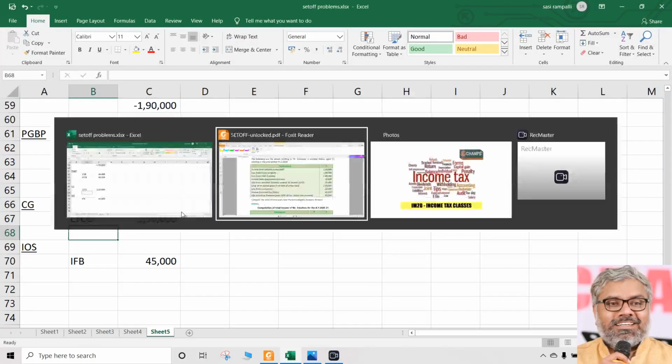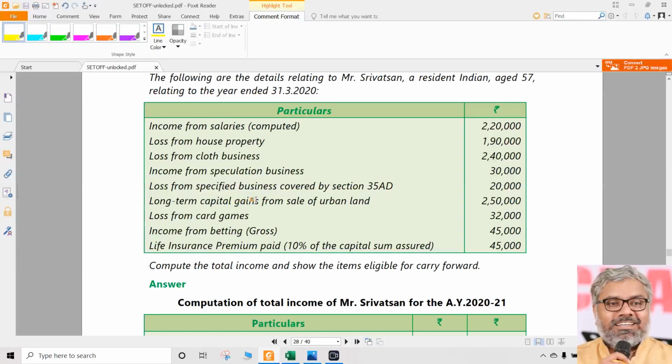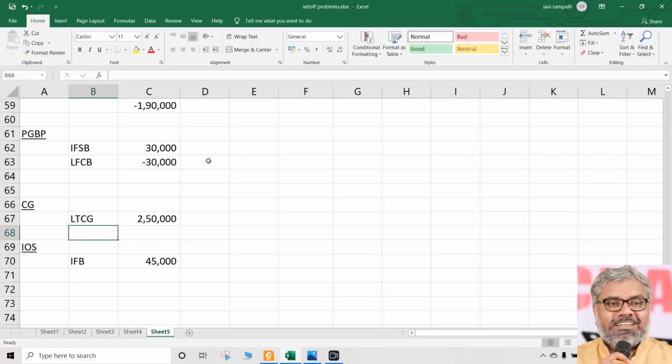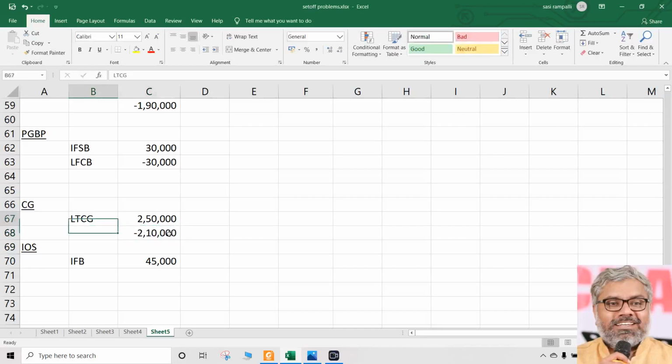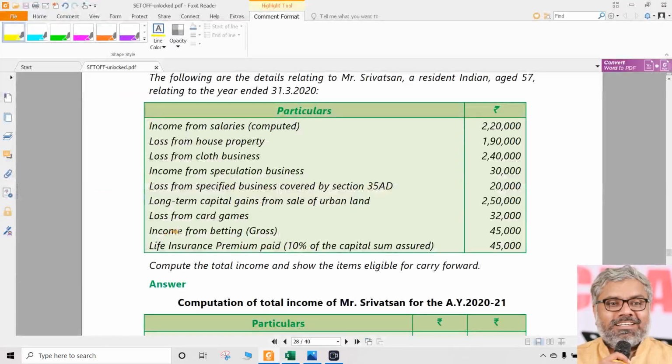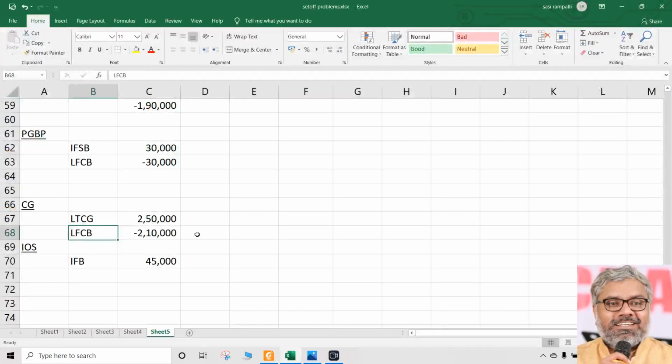So now can the same be set off against long-term capital gains? Yes. Of course, it can be set off against long-term capital gains also. How much can be set off there? Loss from cloth business 2,40,000, 30,000 already done, means 2,10,000 can be set off. That is, loss from cloth business can be set off against long-term capital gains. This is an important point to note. Long-term capital loss cannot be set off against anything other than long-term capital gains, but anything else can be set off against long-term capital gain. There is no issue.